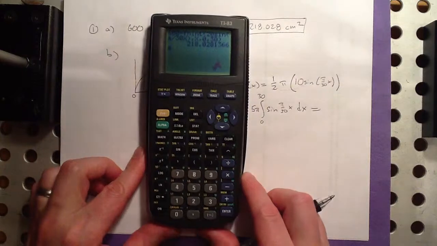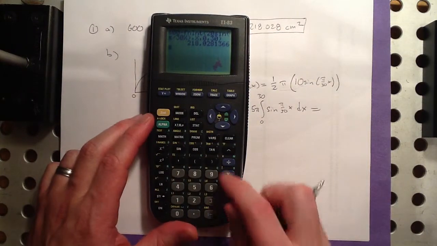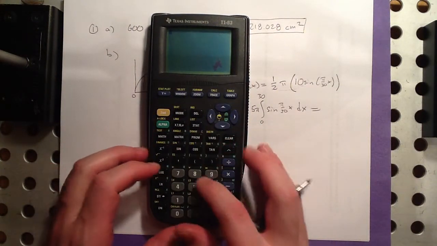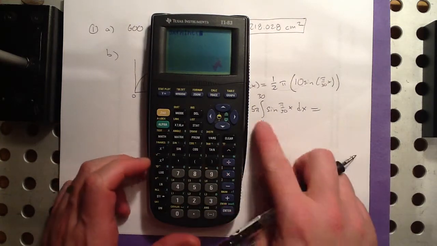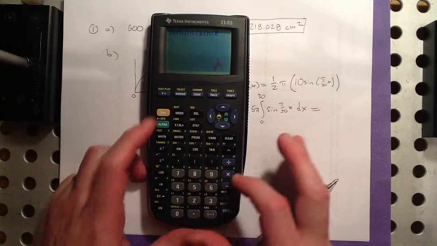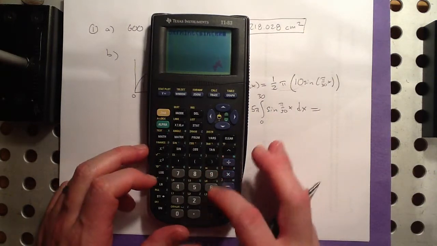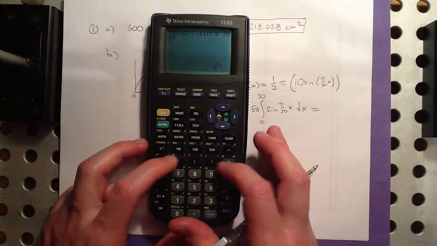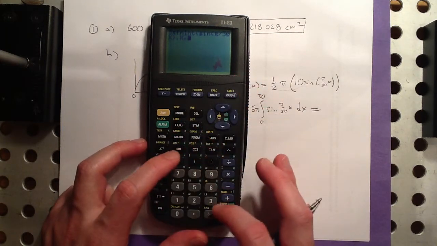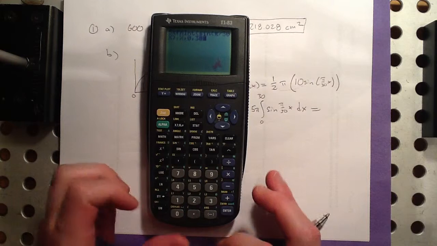So let's see if we can get that. So I have 5 pi times math 9, fnInt, sine pi over 30 x, comma x, comma 0, comma 30.